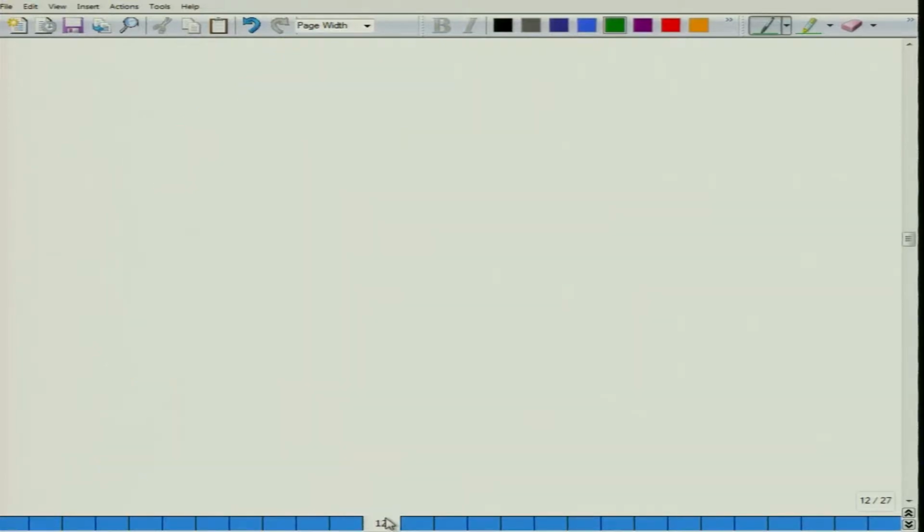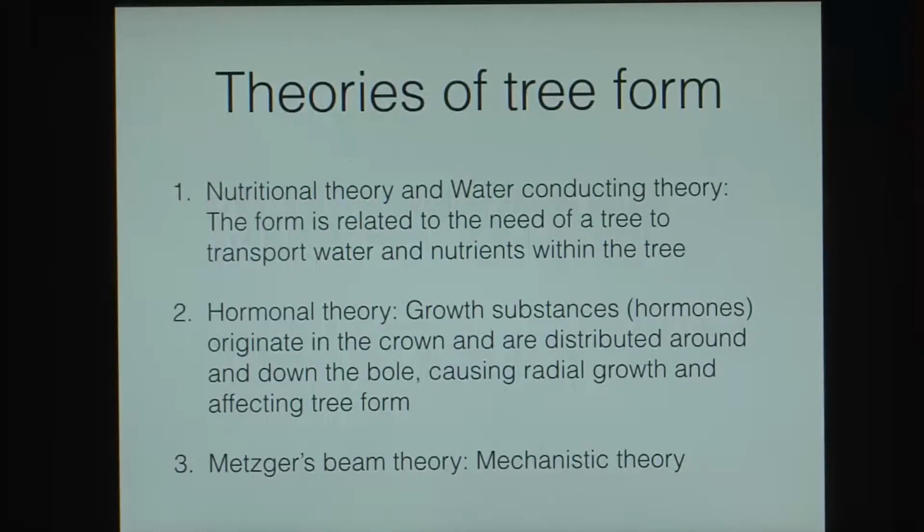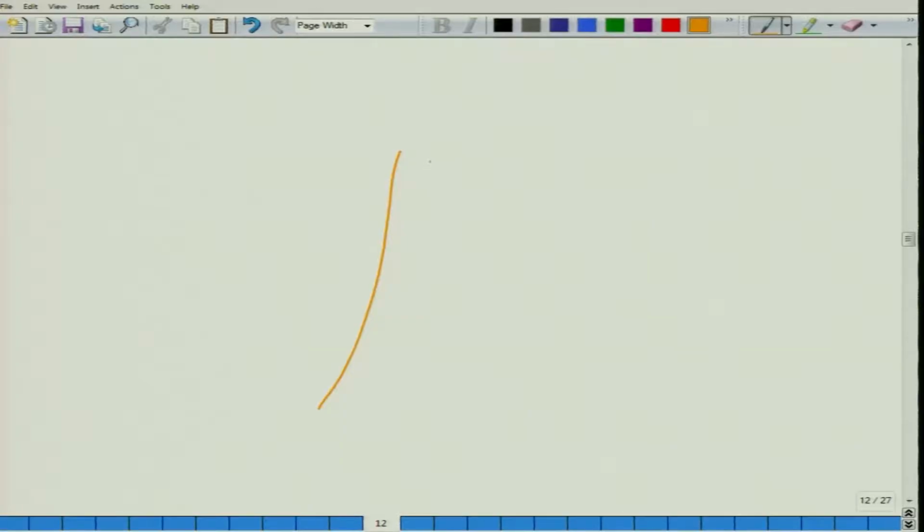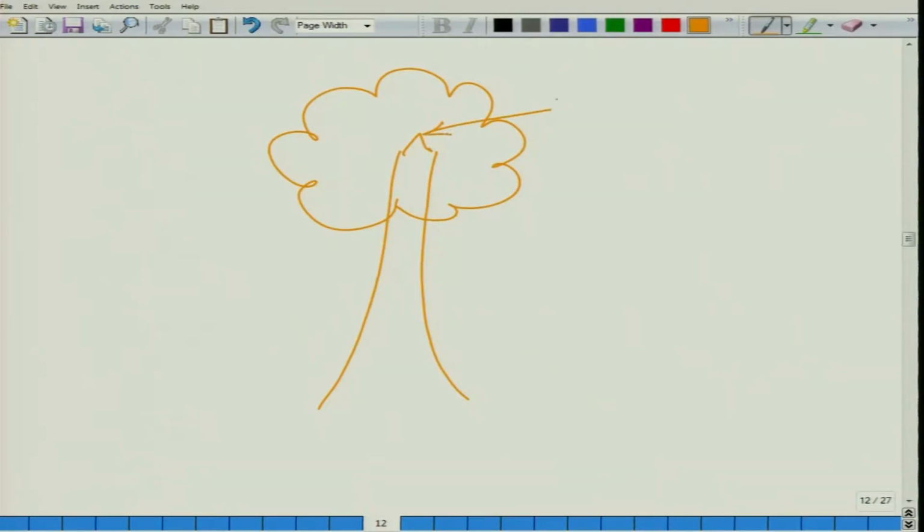The other theory is called the hormonal theory. Now, the hormonal theory states that if we have a tree, then at the apex, that is at the tip, we have some substances, some growth inducing substances called hormones. Now, these hormones, they are formed at the tip, at the apex, and then they move down. Now, the effect of the hormones is to stimulate the sideways growth as well as the growth in height.